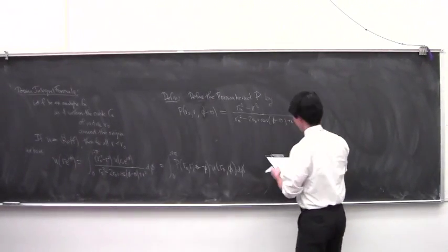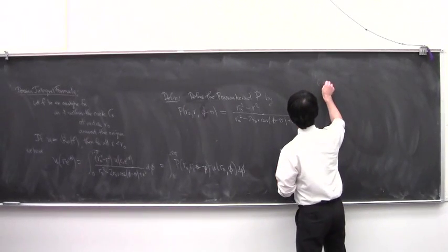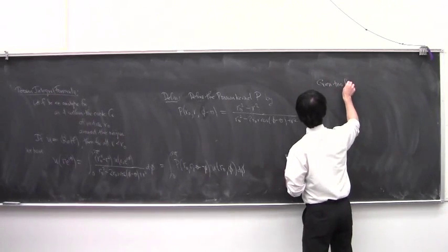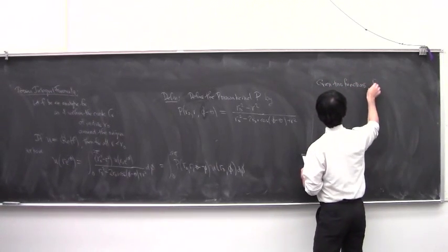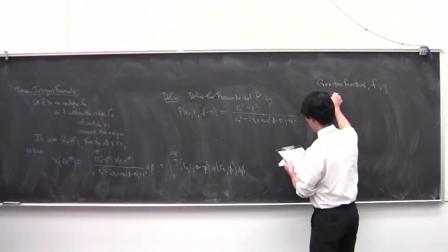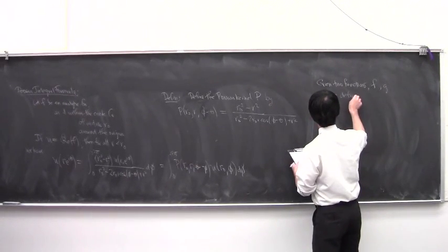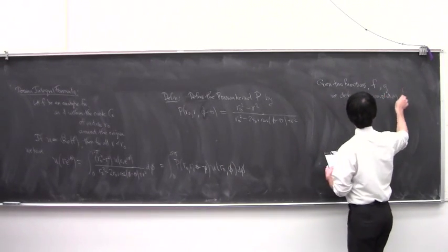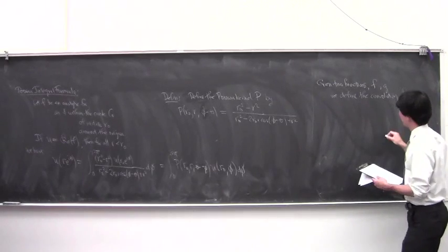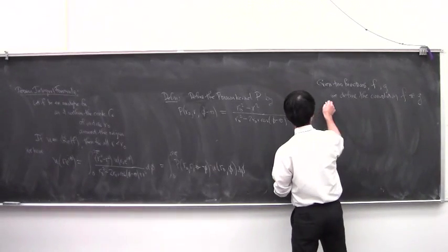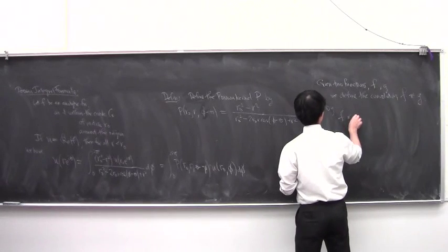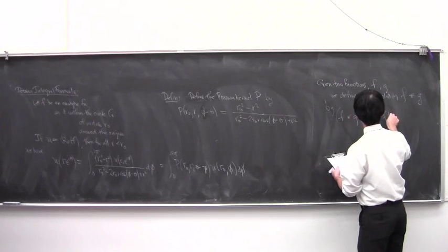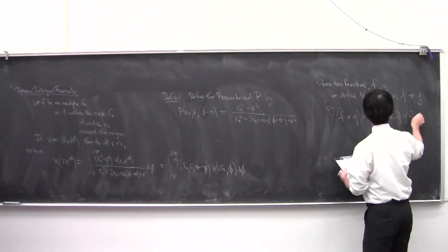Let me introduce something else. Given two functions f and g, we define the convolution f convolved with g. The convolution at x is the integral of f of x minus y times g of y, dy.